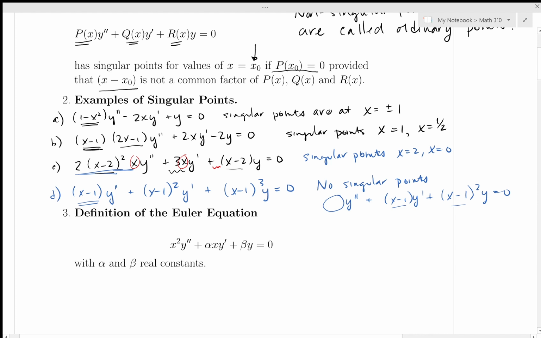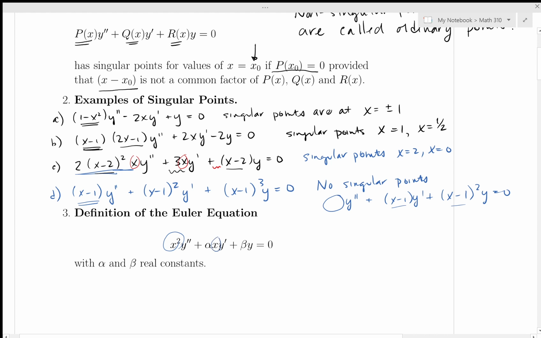Okay, this right here is the definition of the Euler equation. This differential equation here is important, and it is called the Euler equation. It's sometimes also called the equidimensional equation. Okay, it's linear, it's homogeneous, it's ordinary, and it has variable coefficients.